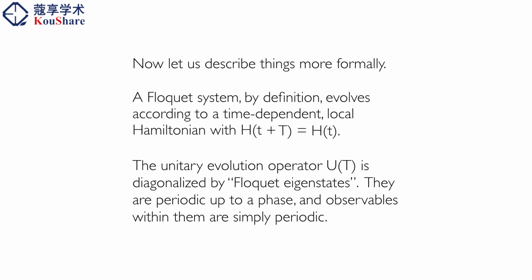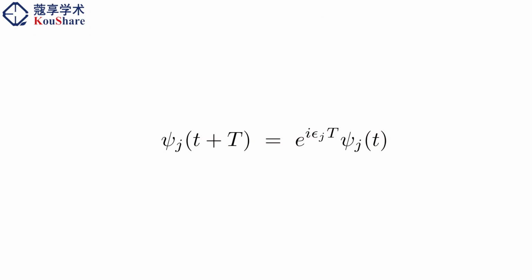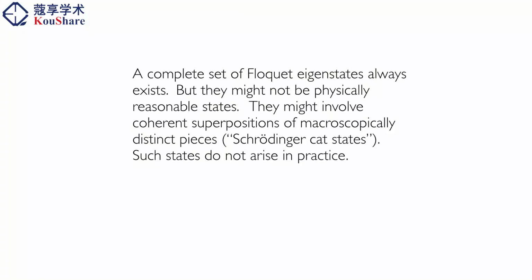You can diagonalize it, and therefore you get what are called Floquet eigenstates. If you look at the Floquet eigenstates, they obey this kind of property. And if you take expectation values of anything within these Floquet eigenstates, they will be periodic. So for time crystal behavior, you have to talk your way out of these eigenstates, that they don't get realized. So a complete set of Floquet eigenstates always exists, and if you could diagonalize and use that basis, you would have no time crystal behavior. But they might not be physically reasonable states.